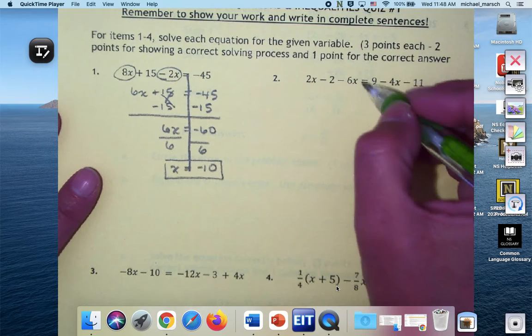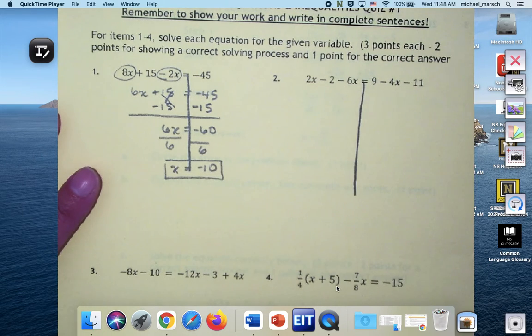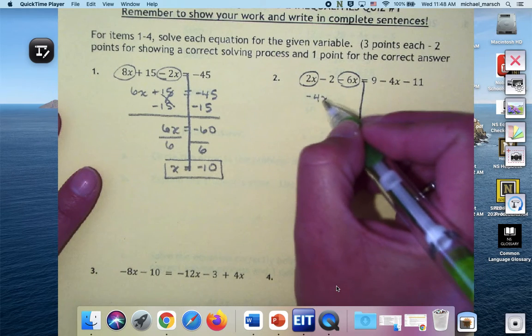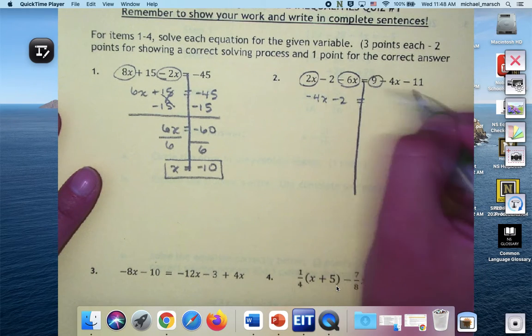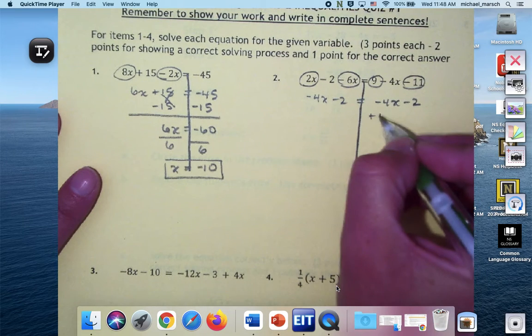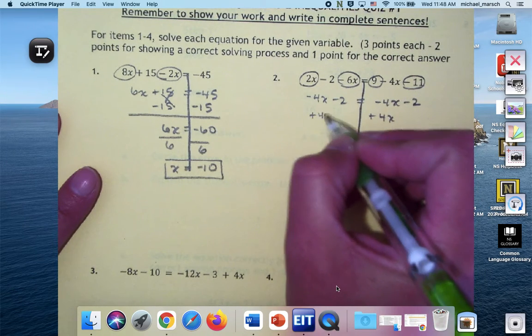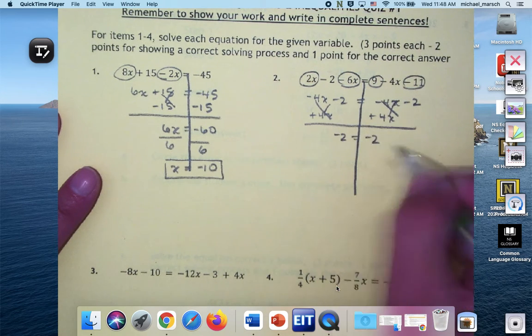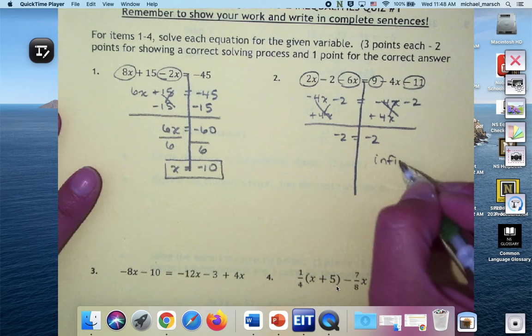Question 2. We did this yesterday, so I'll go quickly. Like I said, I'm going to subtract these. I get negative 4x minus 2 equals negative 4x minus 2. If I add 4x to both sides, I'm left with negative 2 equals negative 2, which is infinite solutions.